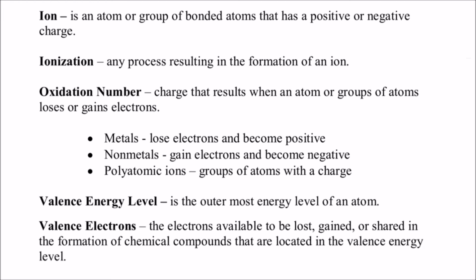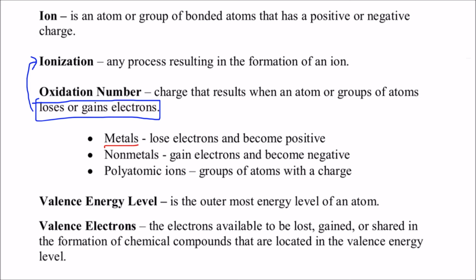Okay, back to our vocab real quick. We already talked about what an ion is. Now let's talk about ionization. Anything you do to an atom that causes it to make an ion is going to be ionization. So if you make it become positive or you make it become negatively charged, you have ionized the atom. An oxidation number is the charge that results when an atom is ionized, or when it loses or gains electrons, which, by the way, is how you ionize something: losing or gaining electrons. So whatever charge you get when you ionize an atom, that's the atom's oxidation number.